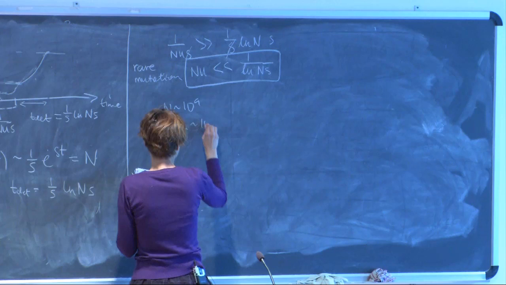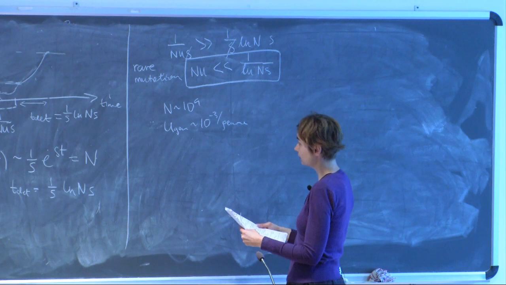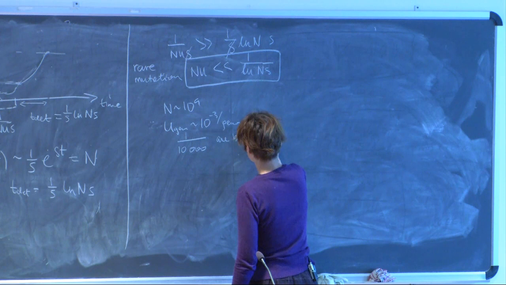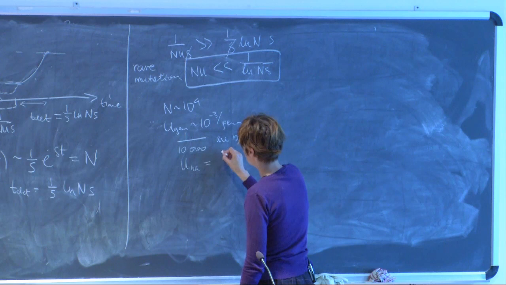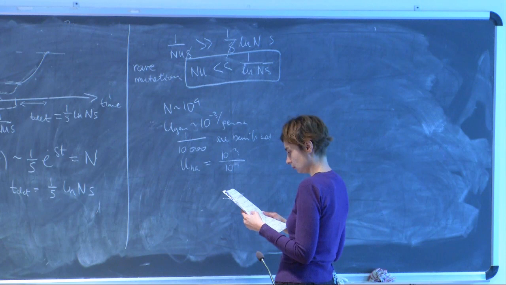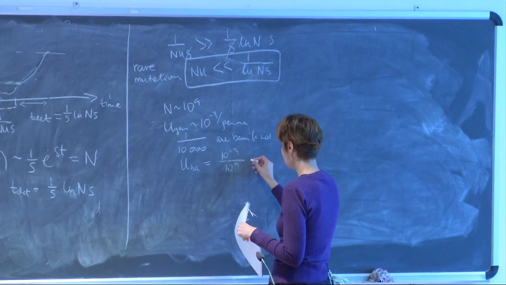overall is about 10 to the minus 3 per genome, if you're being conservative, but not all of those mutations are beneficial. In fact, about 1 in 10,000 mutations are beneficial. So if you want the U of beneficial mutations, which is what you want, then you have to divide 10 to the minus 3 by 10 to the 1, 2, 3, 4. Is that right? Yeah, so you get 10 to the minus 7.